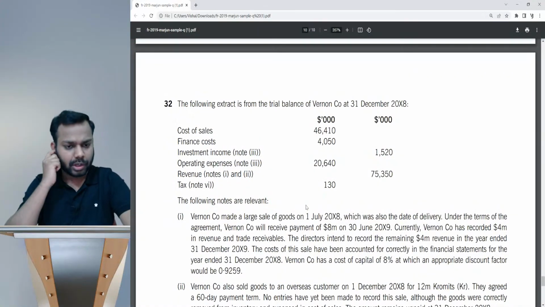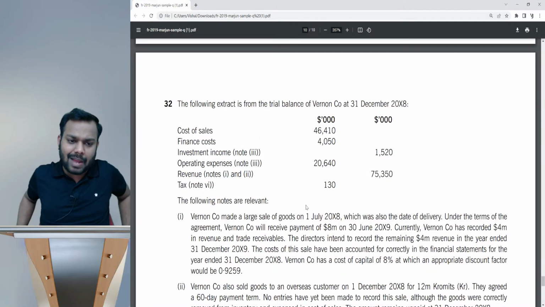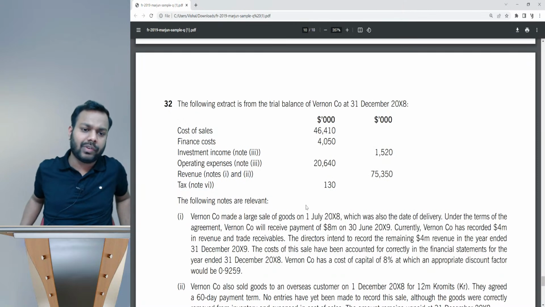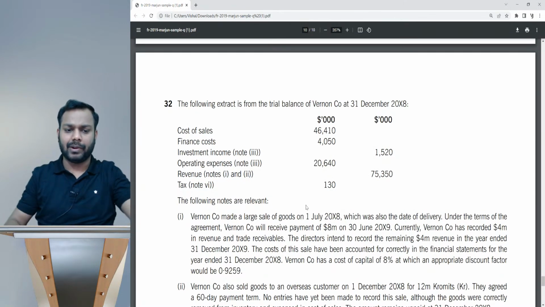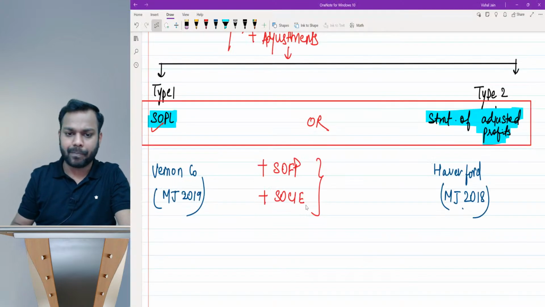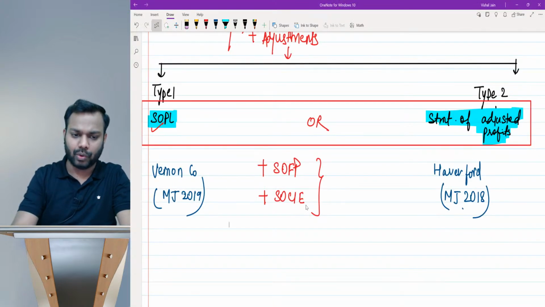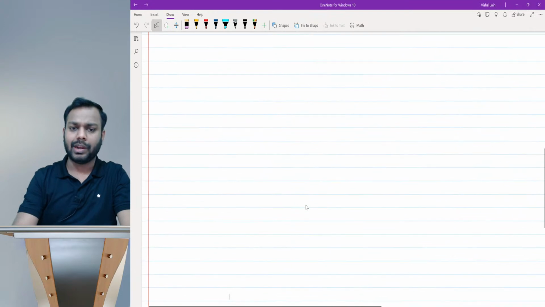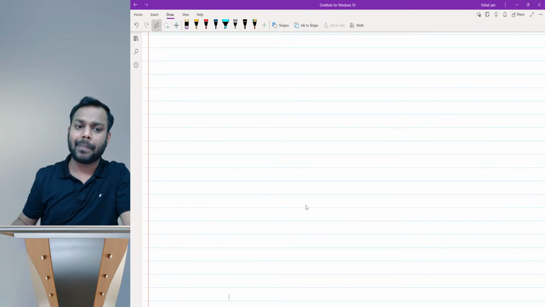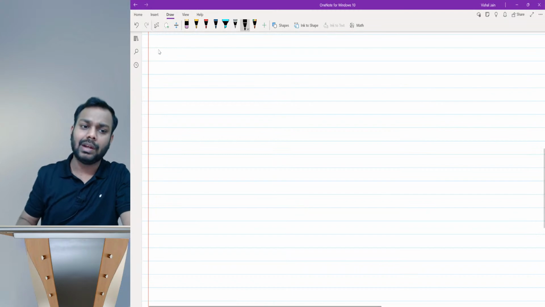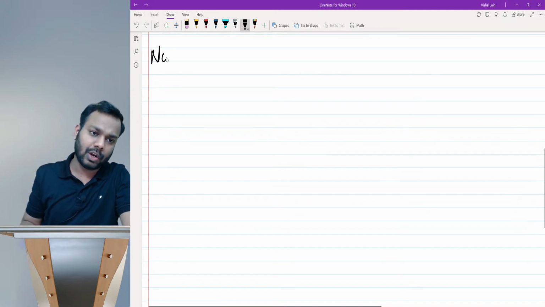Question number 32. What is given in the trial balance? Cost of sales is given, finance cost is given, investment income is given, operating expense is given, revenue is given, tax is given. Let's discuss the notes one by one. So what I will do is I will discuss the notes here, and I will solve the main requirement in the ACCA practice platform, because I have to discuss the notes with you guys.